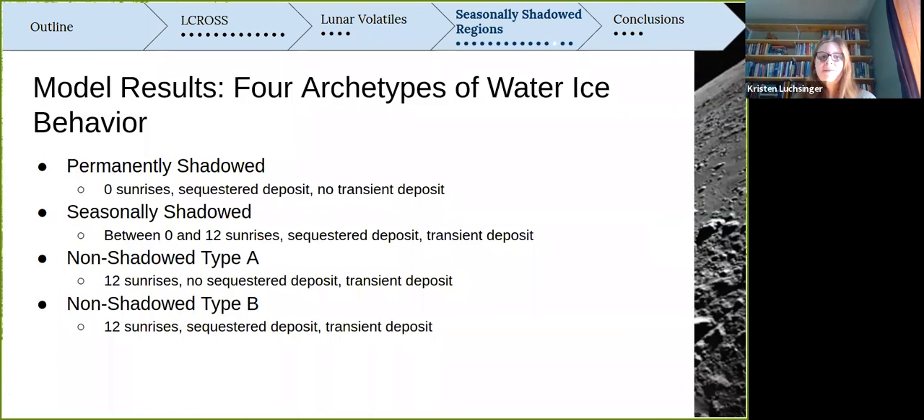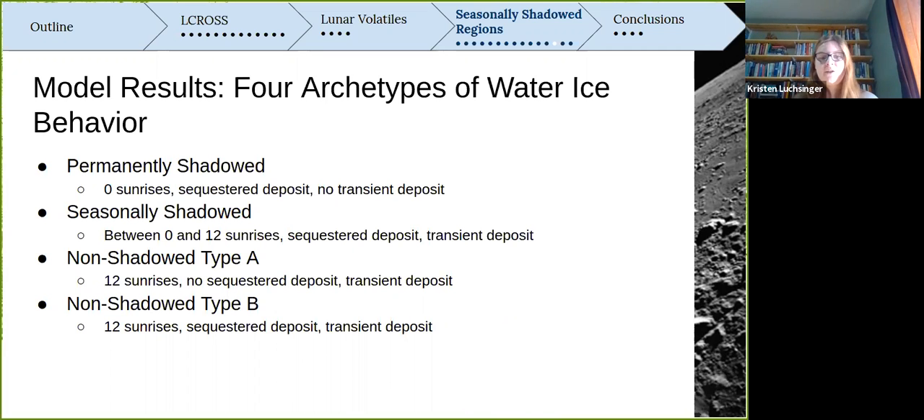So when I run my model for these locations, and I'll state here, I have not finished running the models. I have several locations finished, but not all. I've found 4 archetypes of water ice behavior. So the first archetype, no one's surprised, permanently shadowed regions. There's no sunrises. You get a sequestered deposit. It steadily migrates downwards. There's nothing transient about this location.